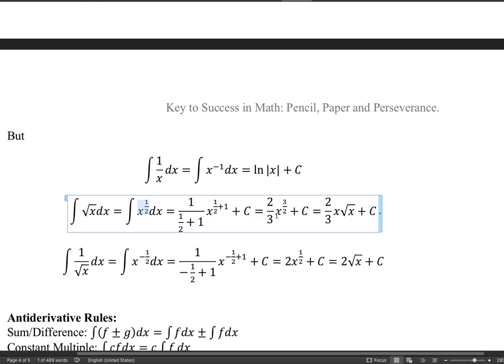And also, I hope you feel comfortable converting from radicals to rational powers, or in both ways. So x to the power 3/2 is really the same as x times square root of x. Antiderivative of square root of x is 2/3 times x times square root of x.